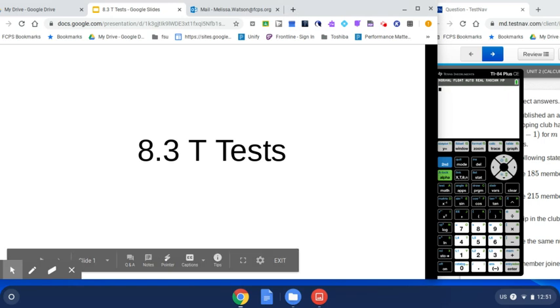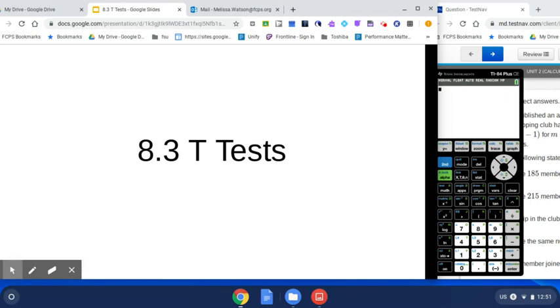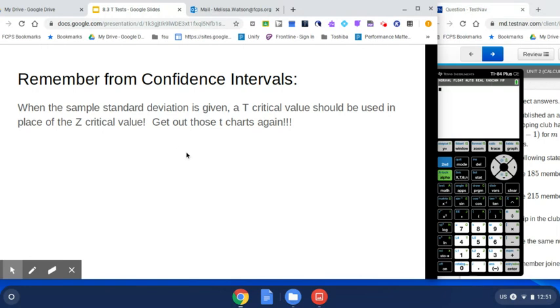Okay, today we're going to be talking about section 8.3 in your book. This is t-tests. Remember from confidence intervals that when we're given the sample standard deviation, we use a t-critical value. So we're basically doing that same process again, but now applying it to hypothesis tests. When we're given the sample standard deviation in this scenario, we're going to find a t-critical value by looking at the t-chart. All right, let's take a look at a couple of examples.